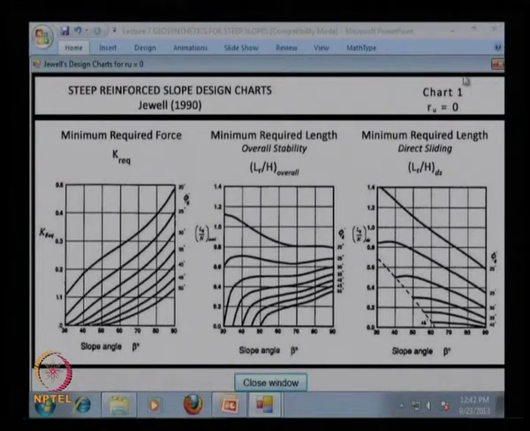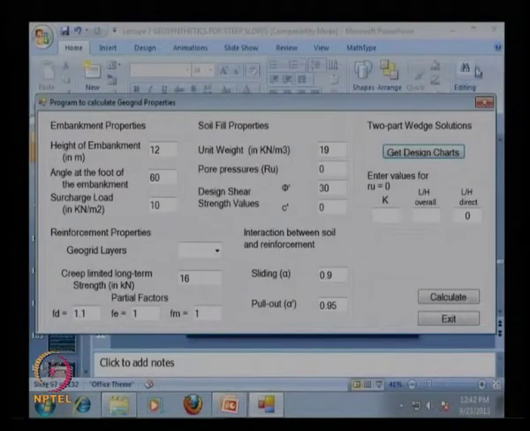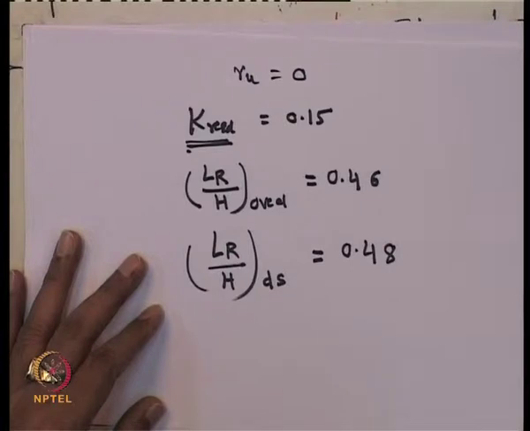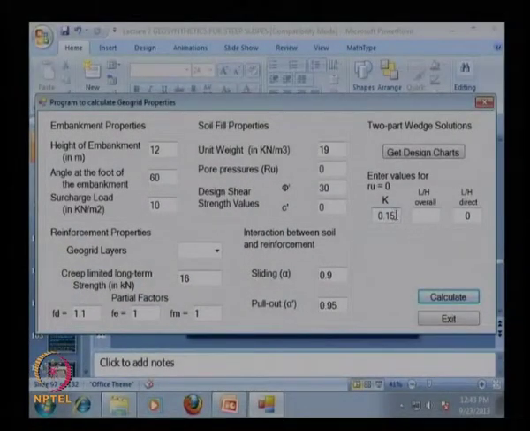Then we know all the data, so we will substitute these values here. Here you can see for the design chart, RU and K value, as I said, this is K required 0.15. So we substitute this value, that is 0.15, and then L R by H overturning 0.46. So this is 0.46.